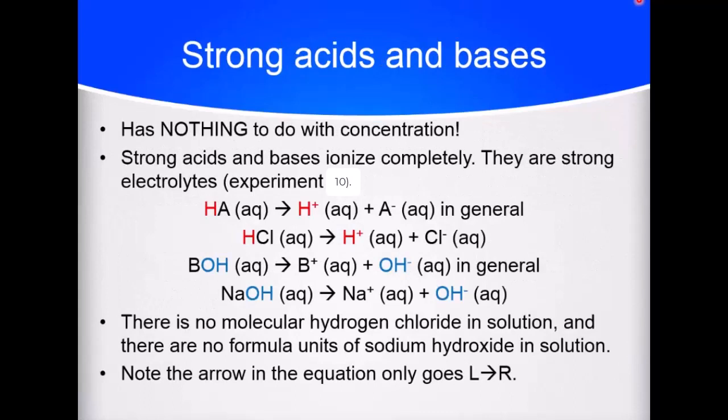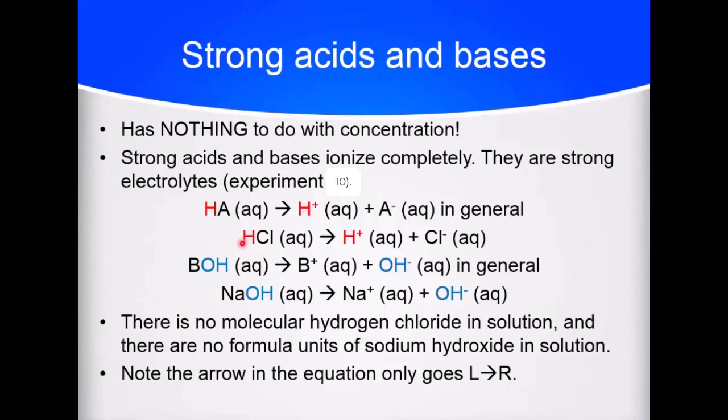Strong acids and strong bases, just like out of the electrolyte lab, the light bulb experiment, have nothing to do with concentration and have everything to do with how much ionization occurs. If you have a strong acid in water, it's going to go 100%, arrow only to the right, resulting in ions. There's not going to be any molecules of acid left. If you have a strong base, the same thing. It's going to be full ionization. All of the ions will result. There won't be any of the undissociated molecule or ionic compound left.